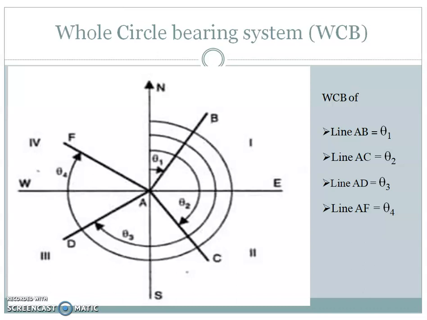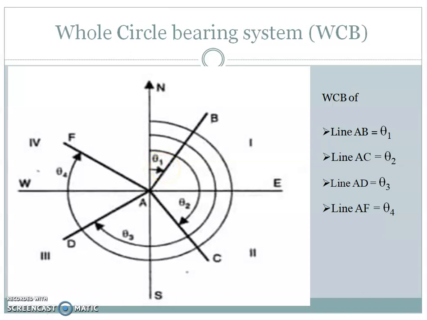Let us consider the whole circle bearing. Here is a system. There is north, south, east, west that is shown here. With respect to north, the first angle is θ1. So the bearing of line AB, this is some line AB, AC, AD and AF in the system, or on the earth's surface you can consider. The whole circle bearing of line AB is equal to θ1. So it is the measurement from the north till the line AB.